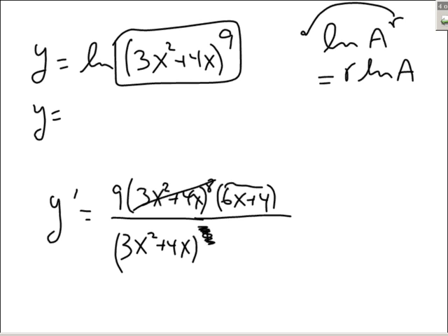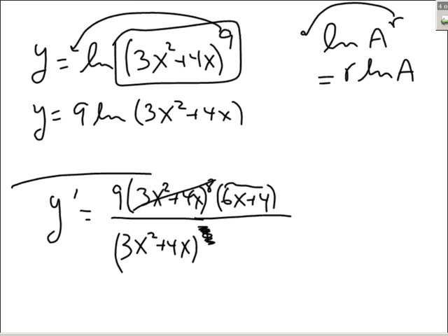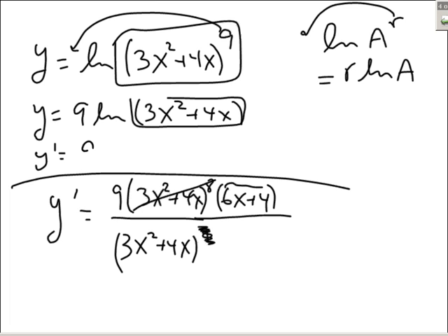But another way of doing it is to say, bring the 9 in front. You get 9 ln of 3x squared plus 4x. Y prime equals 9 times ln of this. The 9 just stays there for the ride. You put what you take the ln of in the bottom, and you put its derivative on top, and the calculus is done.